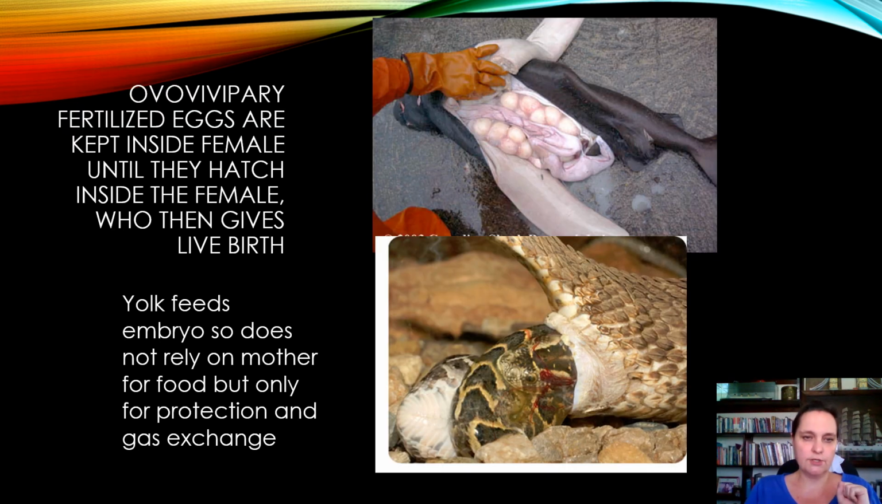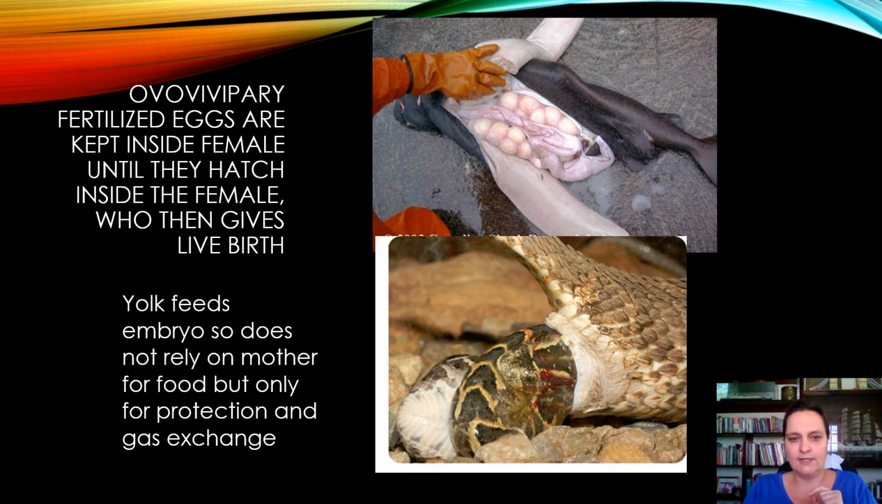Finally, the last concept, ovovipary. A little different to what we are used to. So this is where the fertilized eggs are kept inside the female until they hatch. So this is different to vivipary, where the fertilized egg differentiated into the fetus and then the live offspring was born. This is where the fertilized egg, an actual egg, is kept inside the mother until it hatches. And then what will happen is it will hatch, and then the mother will give live birth.